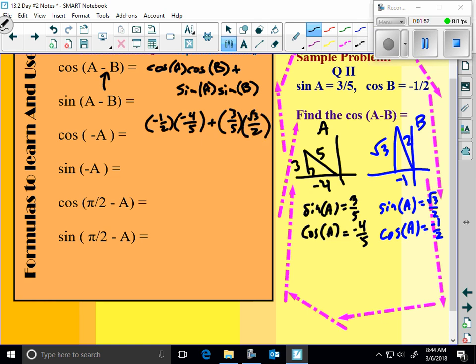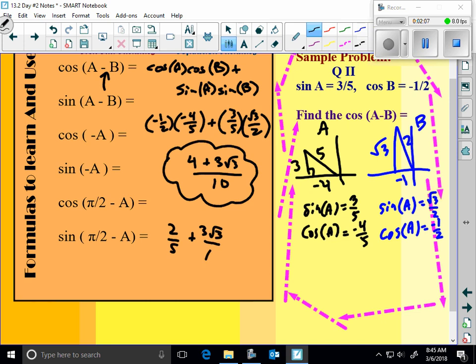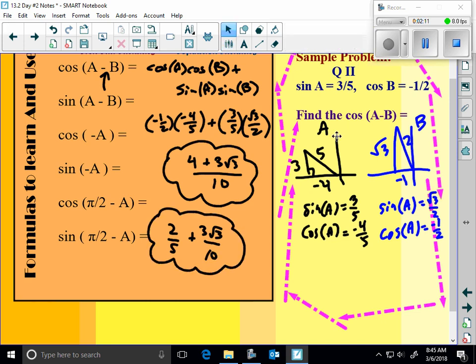Actually, I think this problem is different. So it'd be +4 plus 3√3/10. That's an acceptable answer. You could also split that up like such. That would also be acceptable. Okay, remember your quadrant is important for that reason. That'll change the values of your sines or cosines depending on where you go.